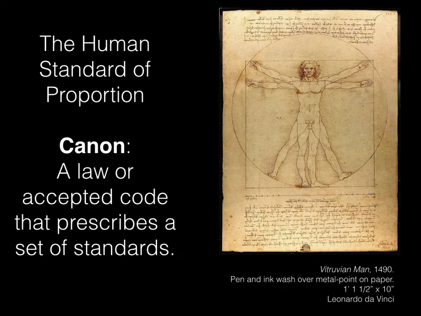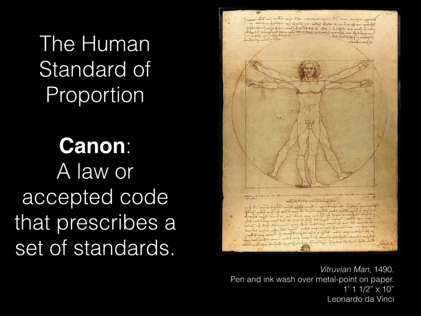Okay, so we're going to get into standards. Rather than distorting them, this is how standards were kind of made. So this is a piece called Vitruvian Man by Leonardo da Vinci, a very famous piece. It created this idea of a canon in the art world. A canon is a law or accepted code that prescribes a set of standards. So this piece created kind of a ratio or a standard for how the body should be drawn two-dimensionally to create these ideal standards.